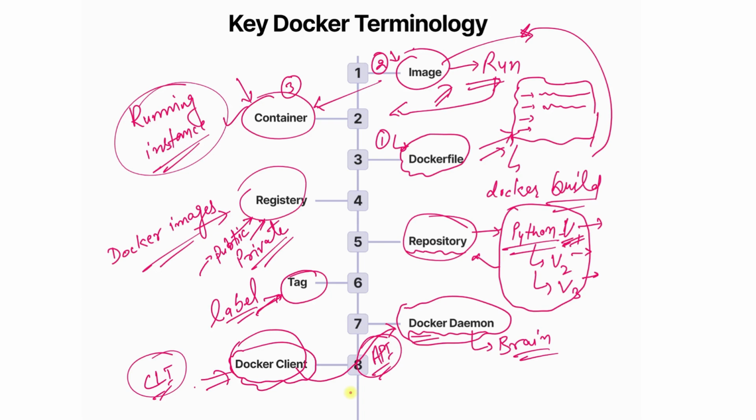These are the important terms we have. We have more terms also, but we will learn about those once we go through that particular topic. For the time being, you need to understand what an image is, what a container is, what a Dockerfile is, what a registry is, what a repository is, tag, Docker daemon, and Docker client, because these are the most commonly used terms while running or learning Docker.